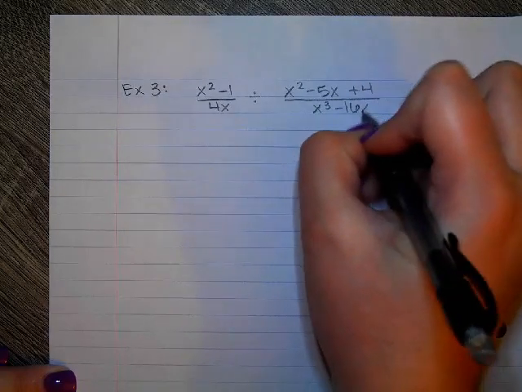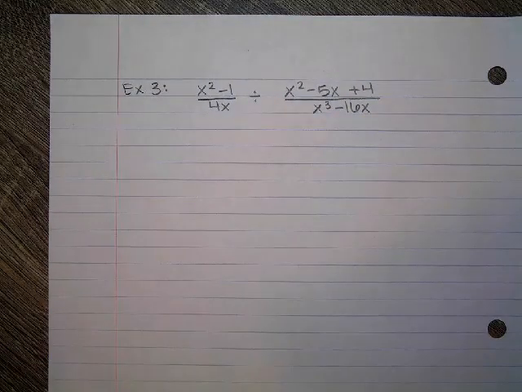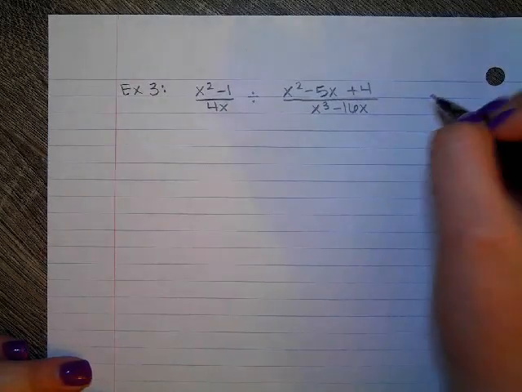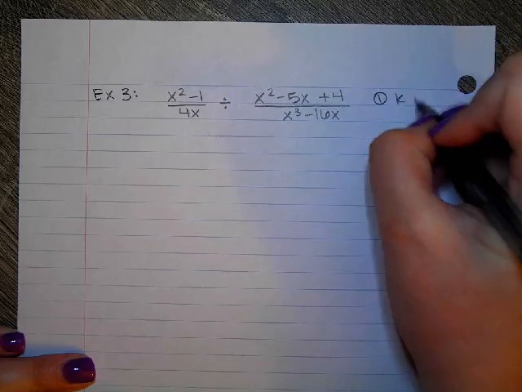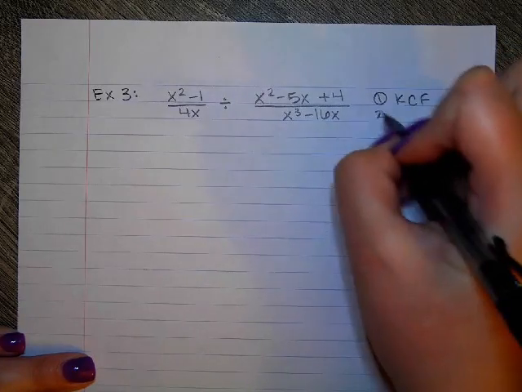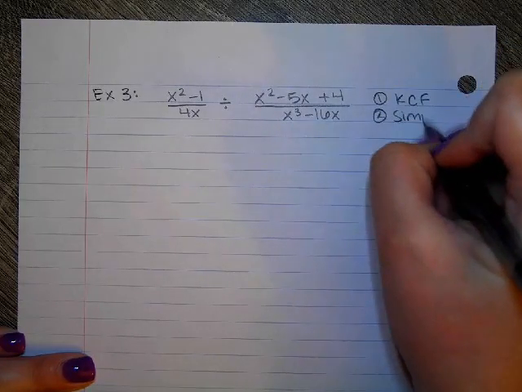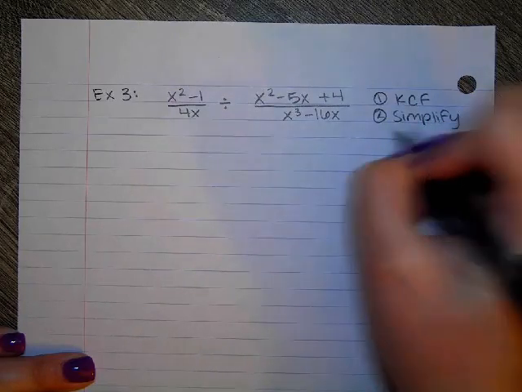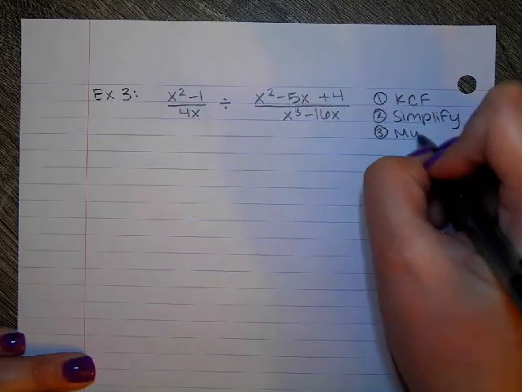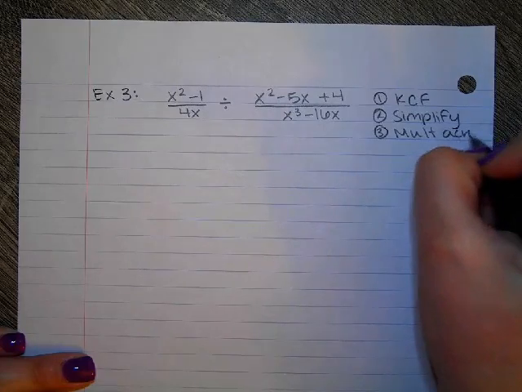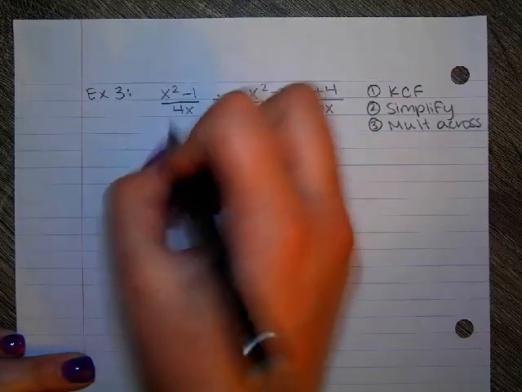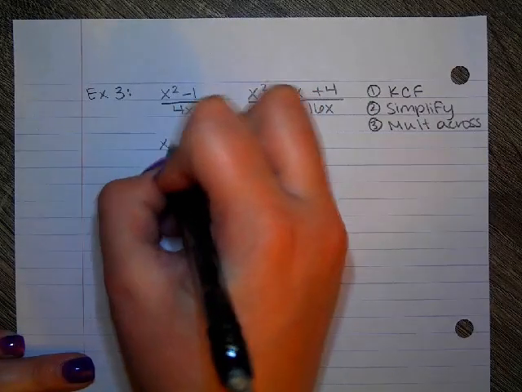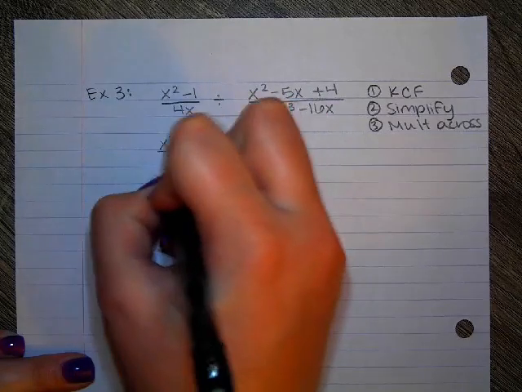Okay, so when we do division problems, we're going to say, number 1, keep it, change it, flip it. Number 2, simplify. Number 3, multiply across. That's it. So we just added one extra step in the beginning, keep, change, flip. So when I start this problem, I'm going to go, okay, keep it, change it, flip it.